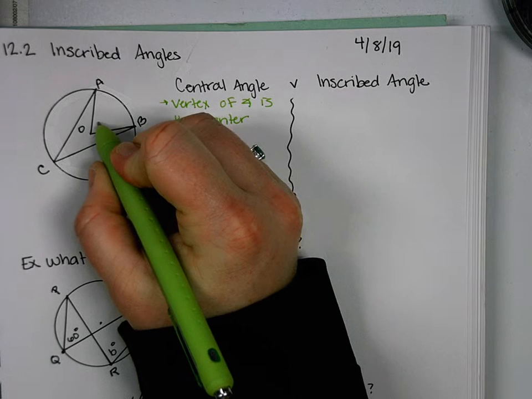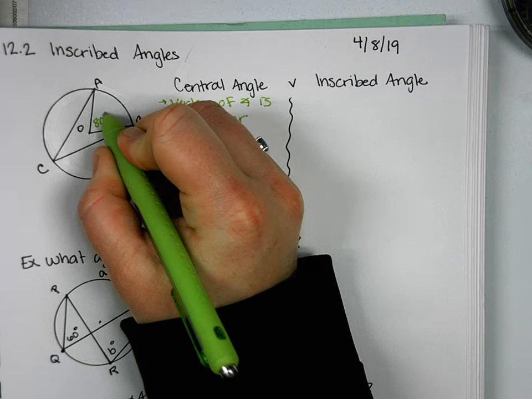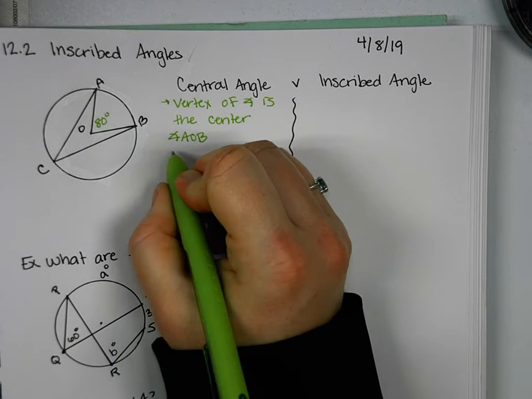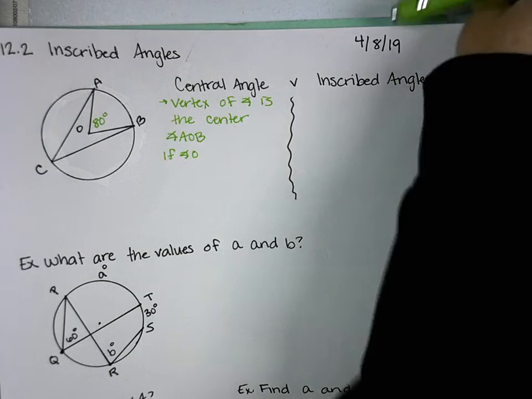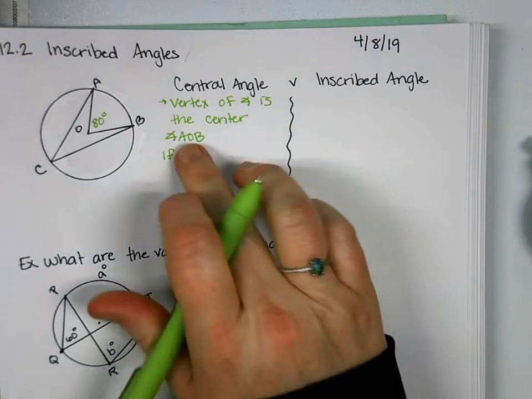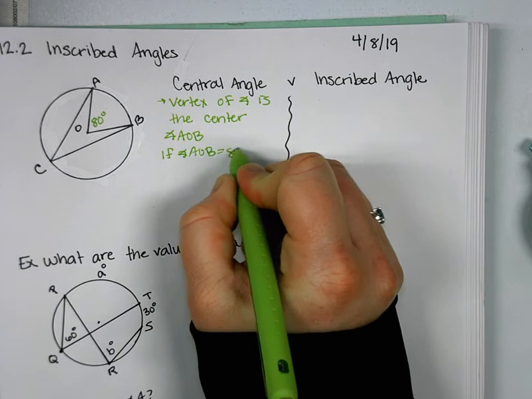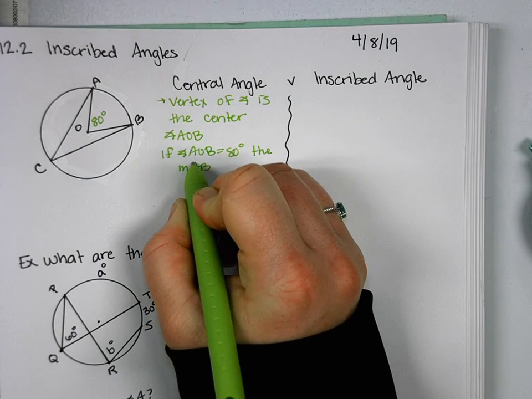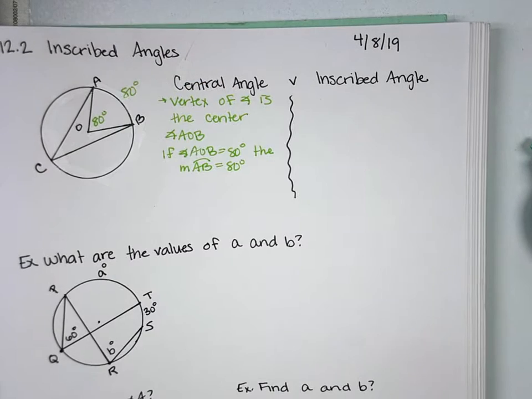If I told you that AOB was, I don't know, let's say 80 degrees, what did we know? The outside arc. So if angle AOB equals 80 degrees, then the measure of arc AB equaled 80 degrees. So they were the same.